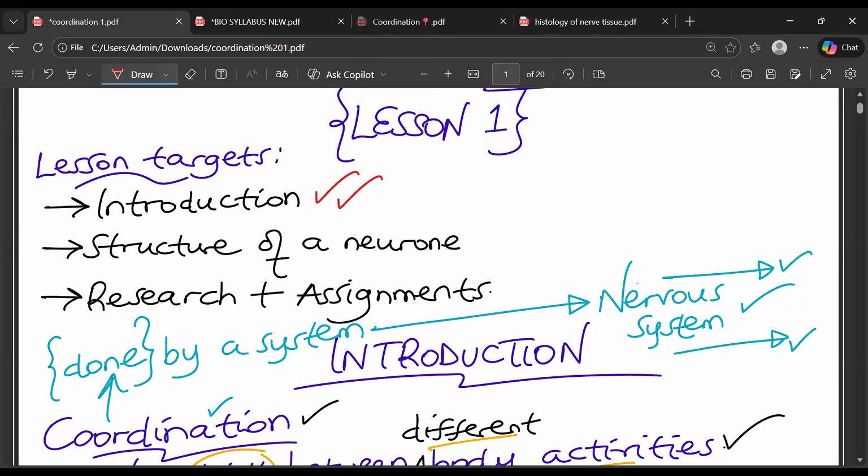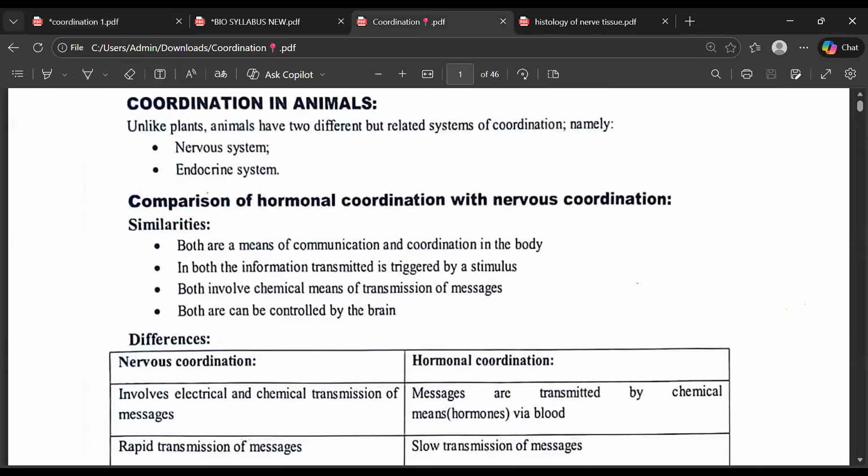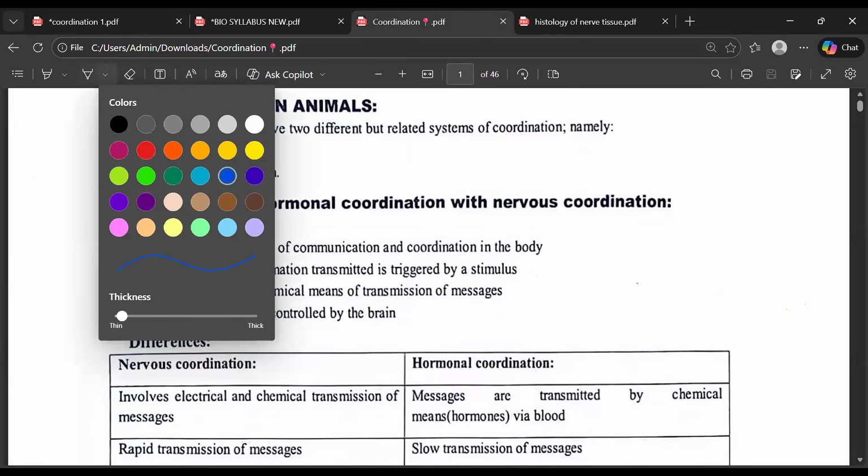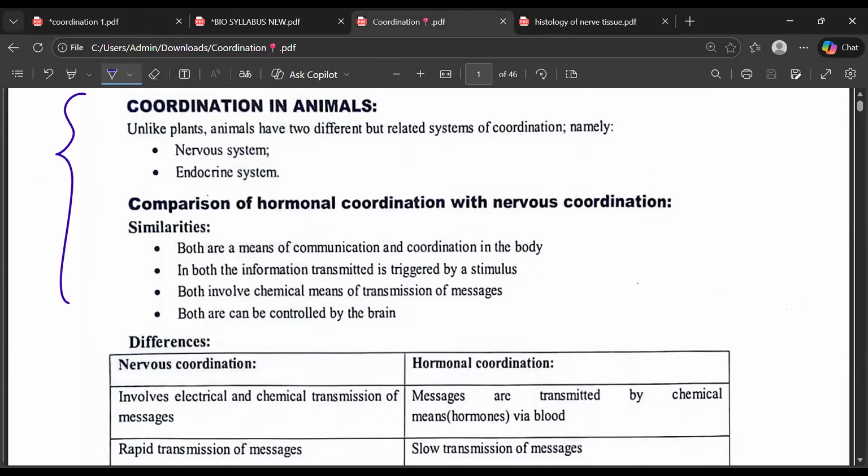But before we go to the structure, we're going to go about something about the introduction. We just read very fast. So what are they saying? Remember, it is coordination in plants that is supposed to come first, but for us, we talked of animals first. So they are saying, unlike plants, animals have two different but related systems of coordination.